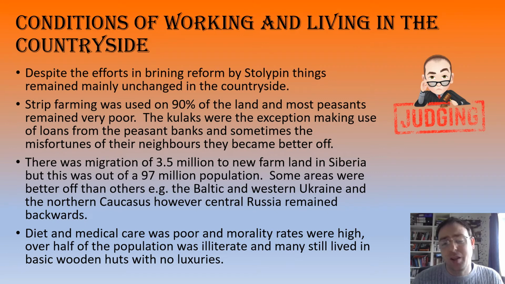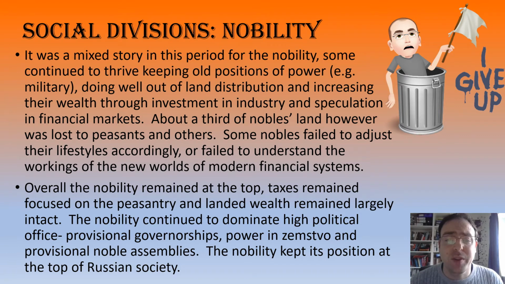So many people lived a very basic way of life. There was subsistence farming, and they'd been subsistence farming for hundreds of years, and that's essentially what they continued to do. They lived in very basic wooden huts. They had no luxuries apart from maybe a few icons or things like that. So life was pretty tough in the countryside. We're going to look at the different groups in society and how they were impacted during this period.